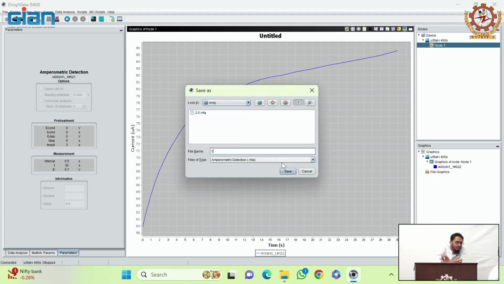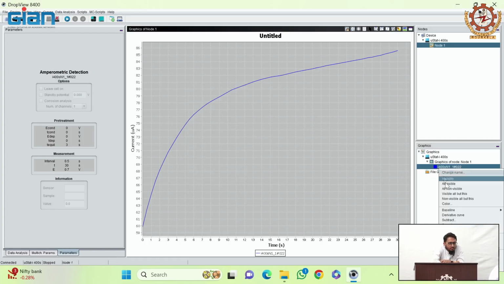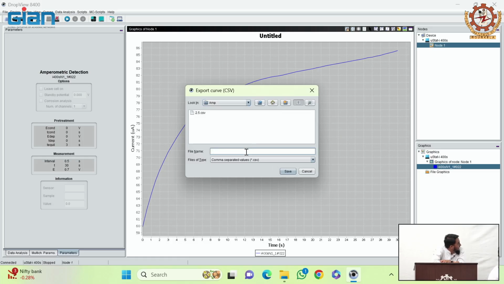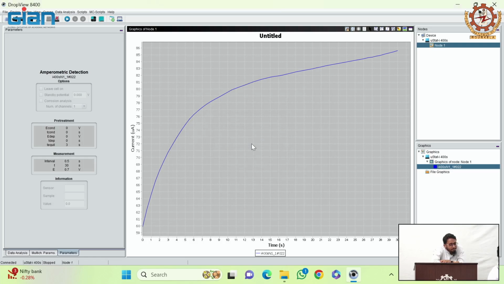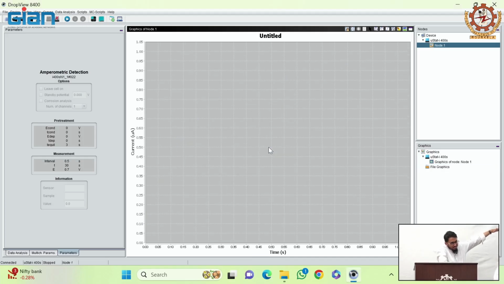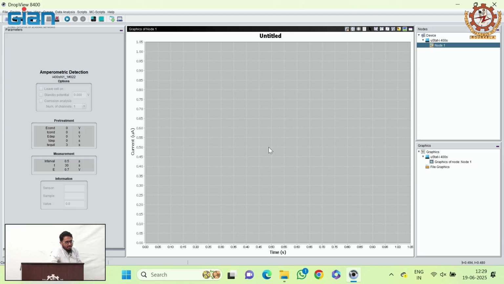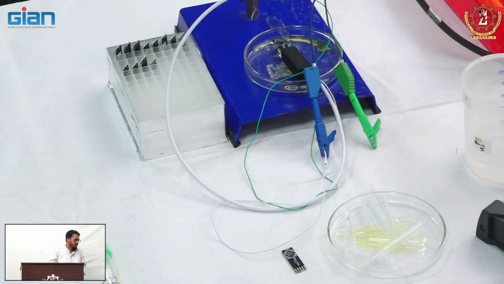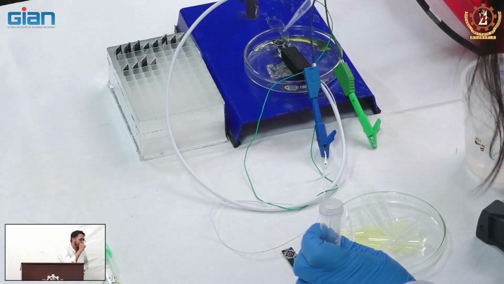Done? Current value. Rishita, what is the current value? 86. Okay. You can choose a current value when the curve is more or less stable, not at the start. You can keep it running for longer as well, 1 minute or 2 minutes, and wait for the curve to stabilize. Ideally, you would repeat this 3 times to get a nice calibration curve. Let's see what we are getting this time.